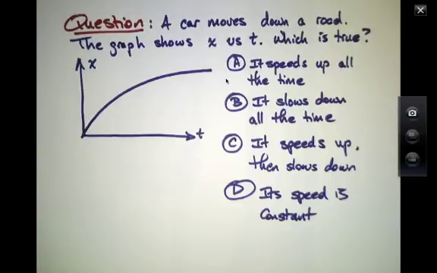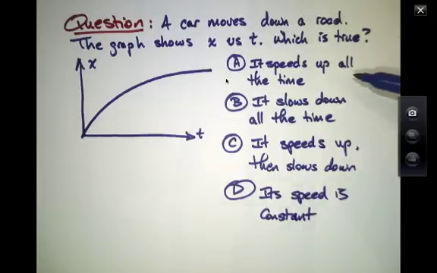We're going to look at a question now to develop our intuition around speed and acceleration. This question looks at a car that's moving down a road, and the graph that I've shown here plots its position as a function of time. And I've given 4 choices here, and I'm asking which of the following is true.